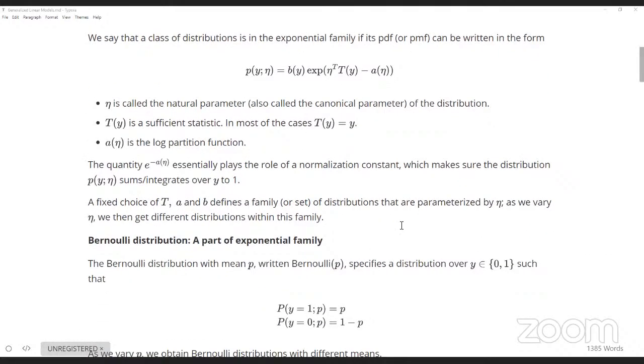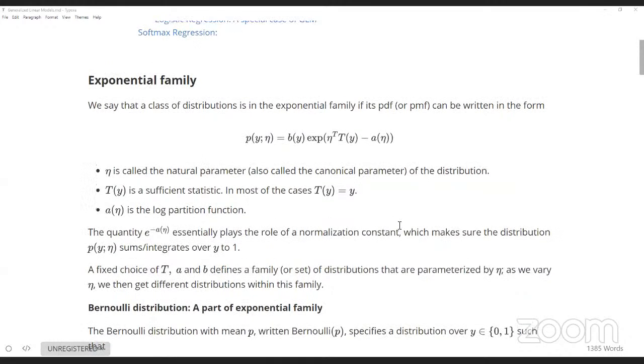Okay, so maybe I have one fundamental doubt. When we say the distribution, we are talking about the distribution of the features or the labels? Sorry, can you please repeat? When we say this class of distribution is in the exponential family, are we talking about the distribution of the features or the labels? Labels given features. Okay, because here I see only probability of y. So yes, probability of y, the labels.